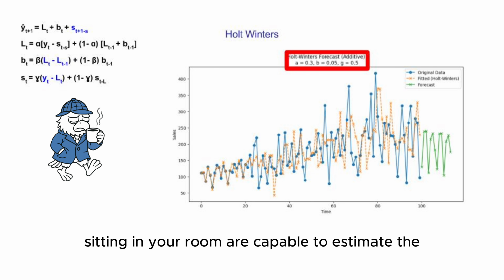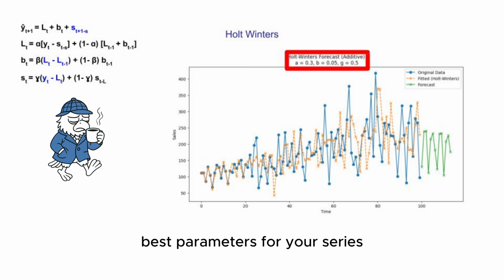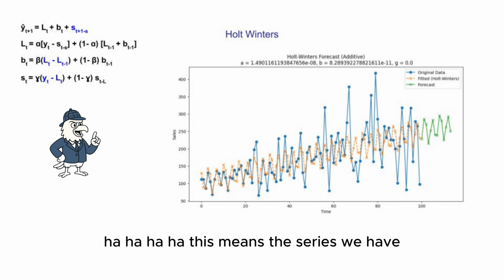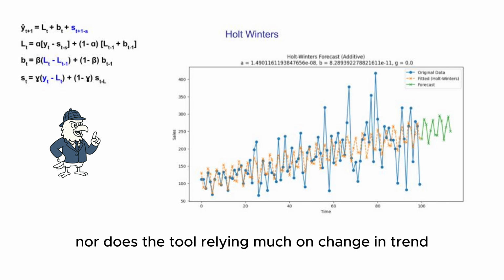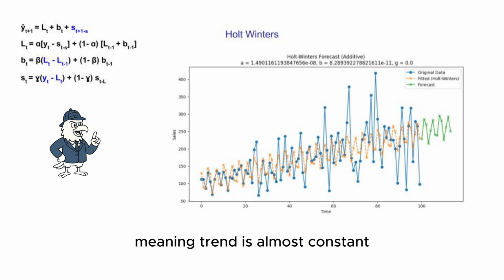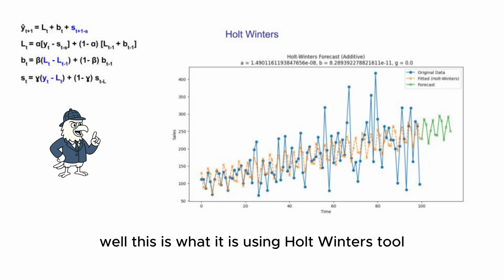Libraries and computers sitting in your room are capable to estimate the best parameters for your series using maximum likelihood estimation. If I apply MLE on this series, our parameters collapse. This means the series we have doesn't have seasonal pattern, nor does the tool rely much on change in trend, meaning trend is almost constant. Well, this is what it is using Holt-Winters tool.